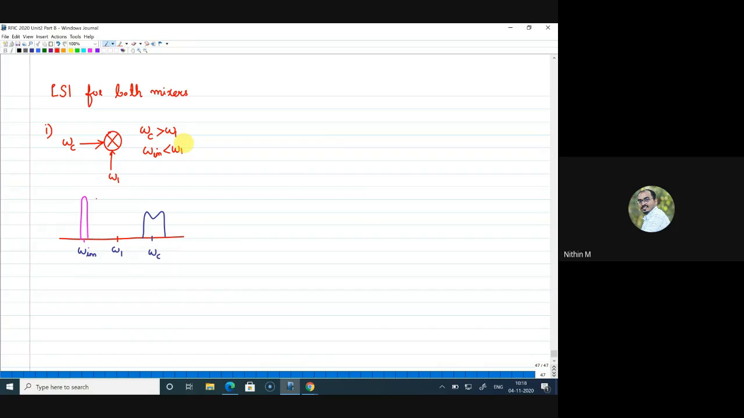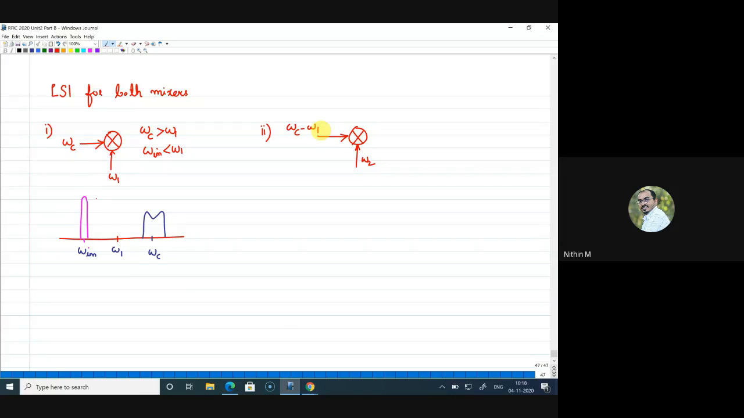Now we have one more mixer, a second mixer. The second mixer also has two components. One input is a signal at omega 2, and for the other input, can you tell me what is the input signal for the second mixer? What is that frequency? Omega C minus omega 1. Yes, omega C minus omega 1 is the desired input signal to the second mixer, with omega 2 as the local oscillator signal.